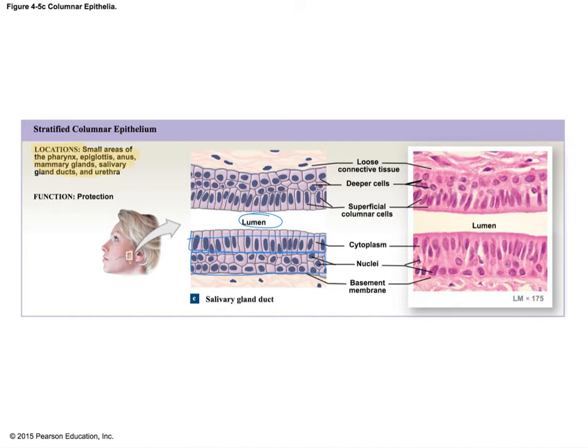So the function of stratified columnar epithelium is protection. Those layers can help protect and replace themselves if they need to.